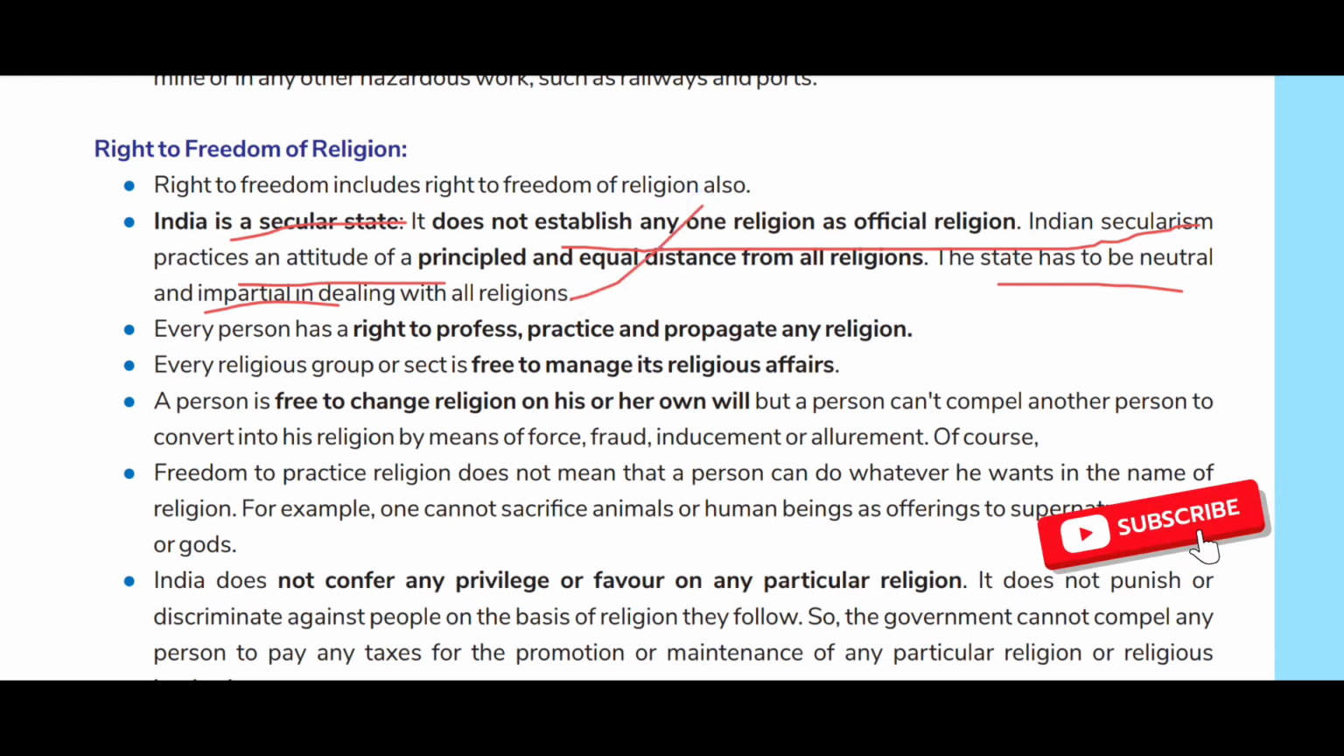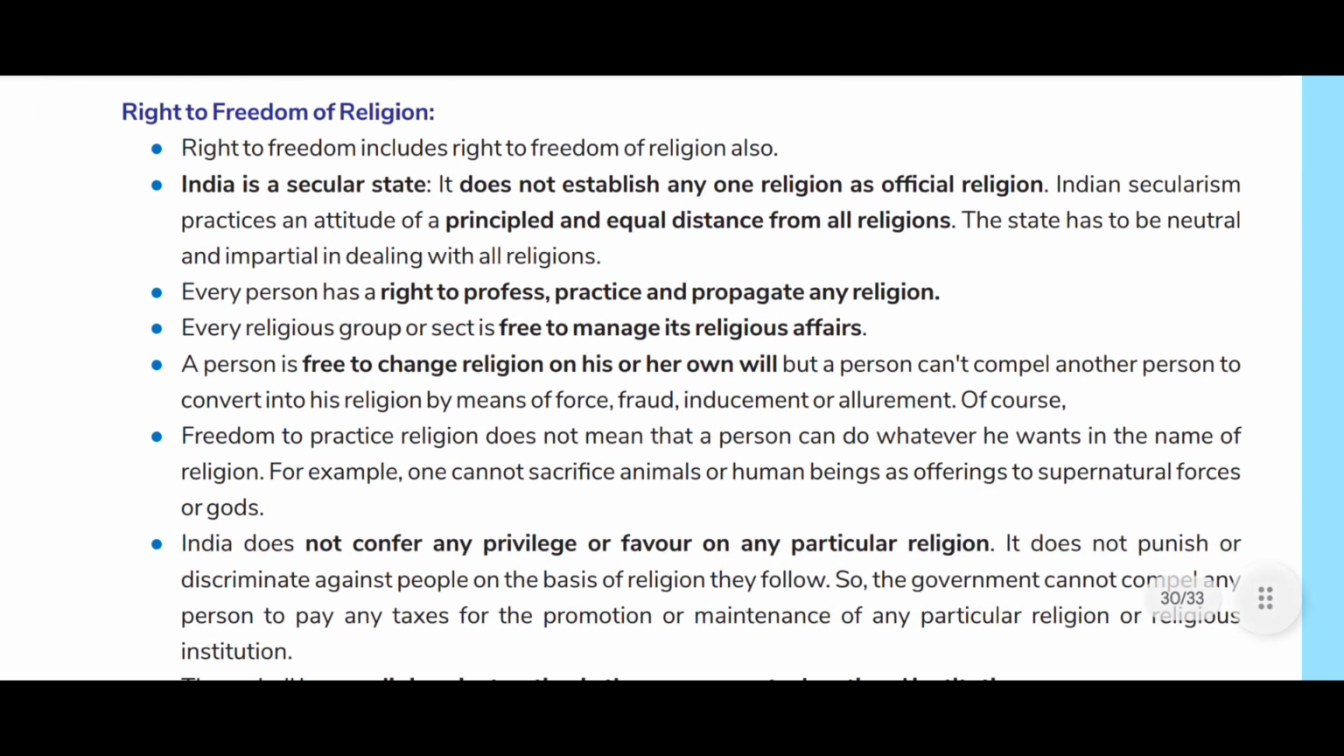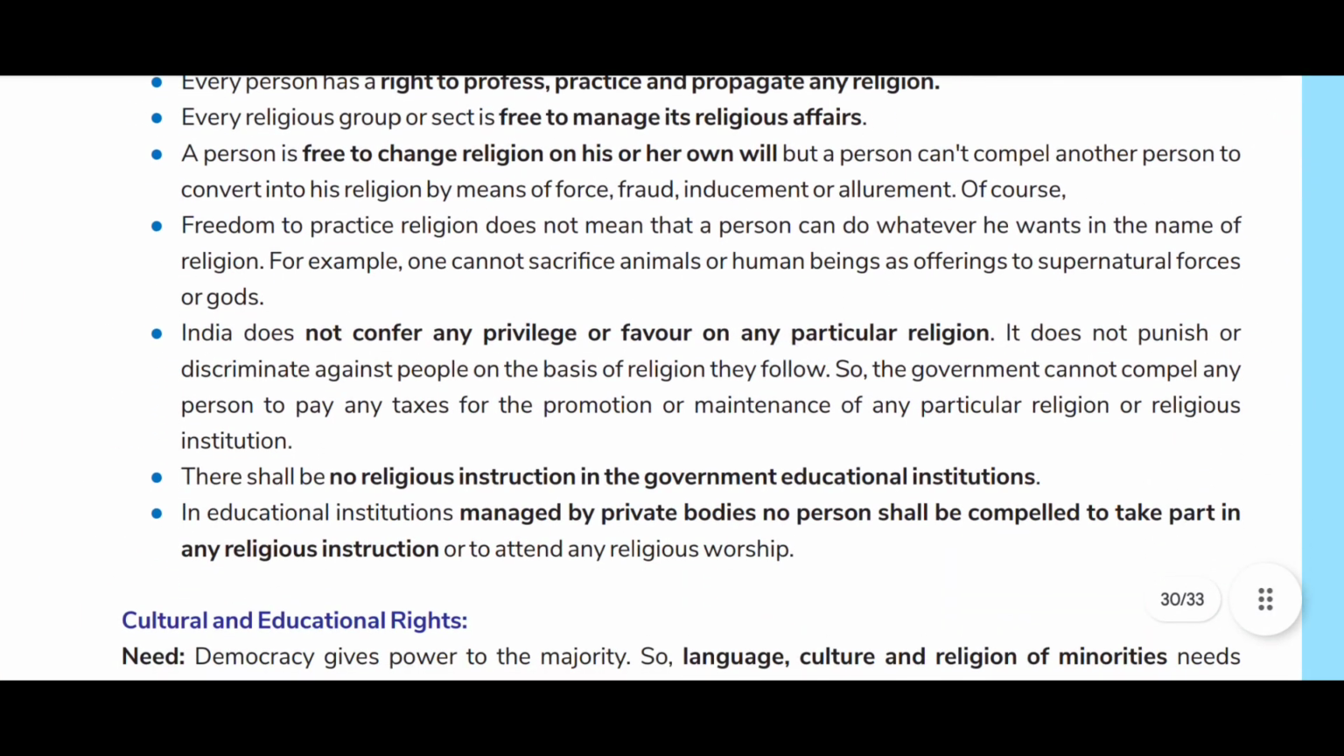Every person has a right to profess, practice, and propagate any religion. Every religious group or sect is free to manage its religious affairs. A person is free to change religion on his or her own will, but a person cannot compel another person to convert to his religion by means of force, fraud, inducement, or allurement, of course.